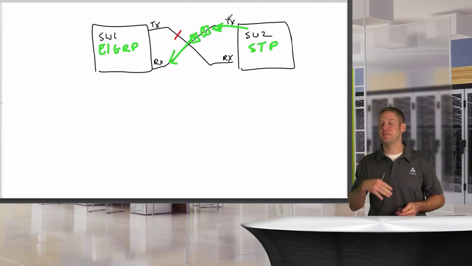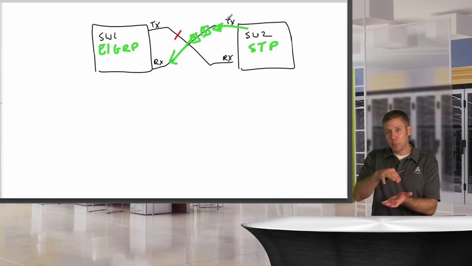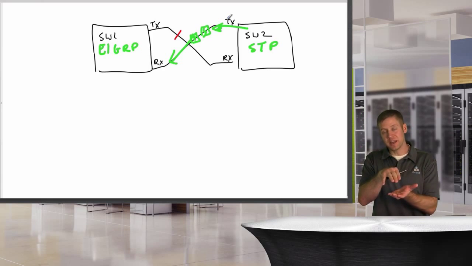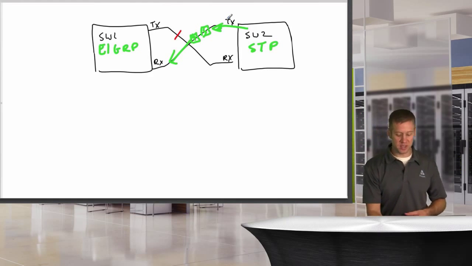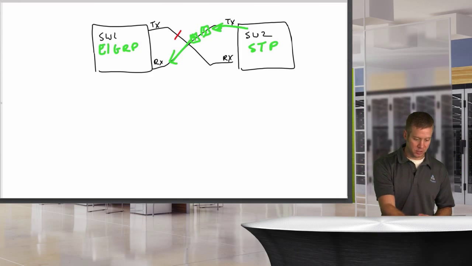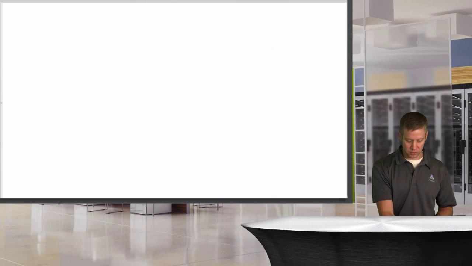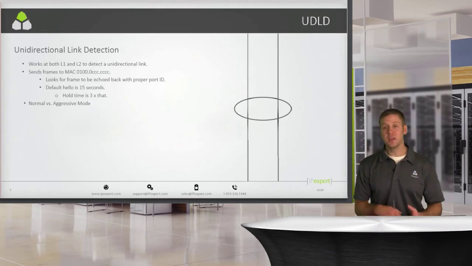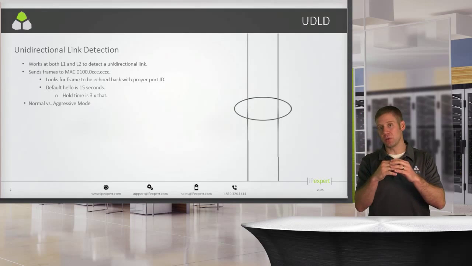At layer 1 we're going to have things like auto negotiation taking place. But we don't have any upper layer protocols trying to detect if that link is in fact bidirectional. So that's why Cisco actually came up with UDLD. So what UDLD, let me go back to my PowerPoint here, what UDLD is going to allow us to do is run a protocol on top of layer 1, because it kind of operates at layer 1, layer 2.